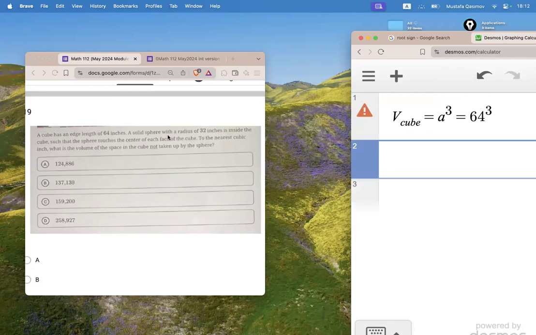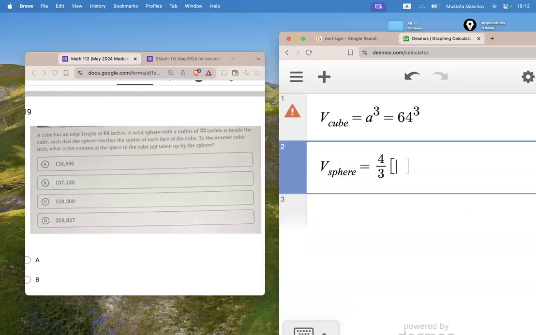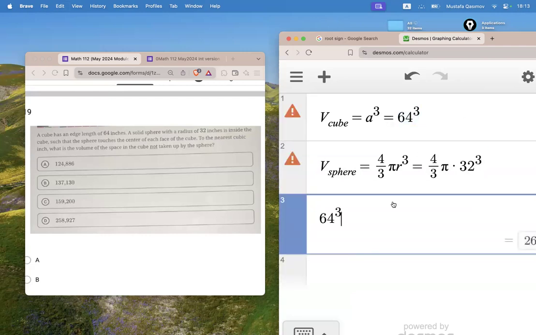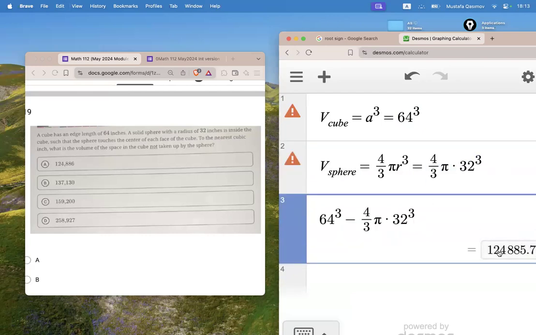After that it says we have another sphere inside of this cube, and the volume of a sphere is equal to 4 over 3 pi r cube. So it means that it is 4 over 3 pi, r is 32 cube. Then we have to find the difference between them: 64 cube minus the volume of the sphere. So we will get 124,000. Answer is 8.